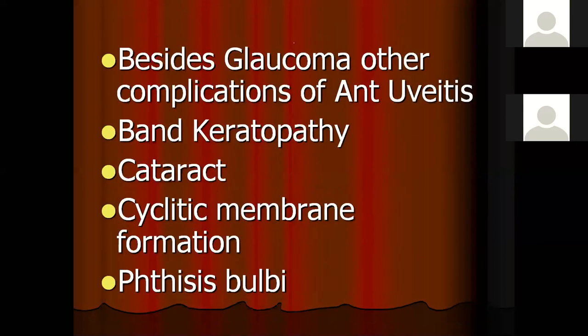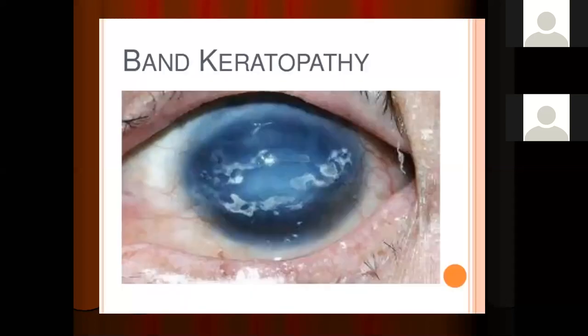Now, besides glaucoma, other complications of anterior uveitis include band keratopathy, cataract, cyclitic membrane formation, and phthisis bulbi. Now, this is band keratopathy. You can see band-like structures in the cornea due to deposition of calcium.